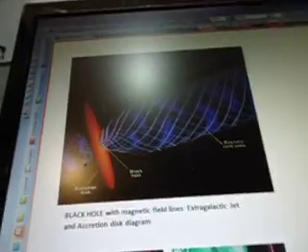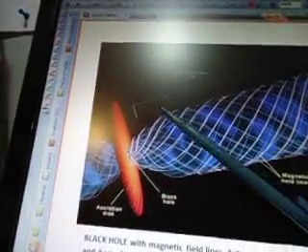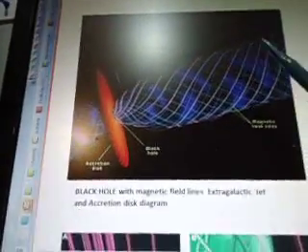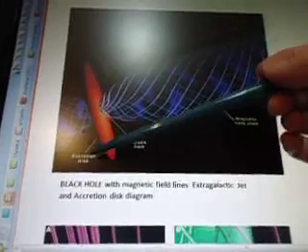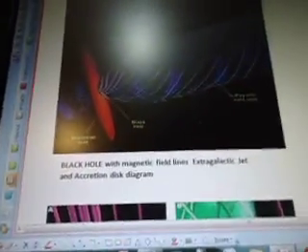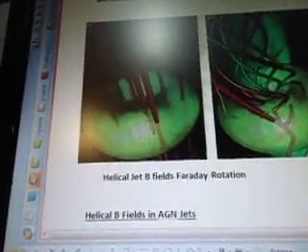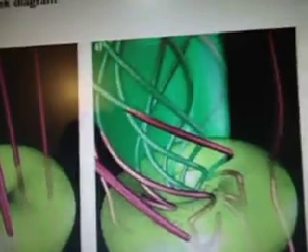This is a black hole with magnetic field lines, which are these things. It's got an extragalactic jet, this area here. And it's got the accretion disk. And this is the black hole here. That is cool. Here's another one. Helical B jet fields, Faraday, and then there's the Faraday rotation.